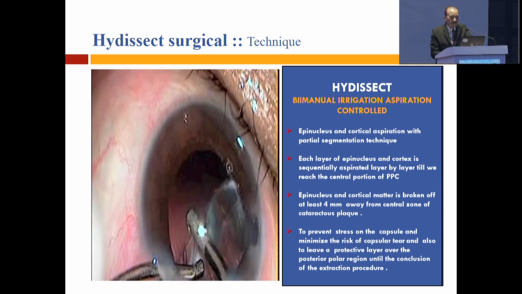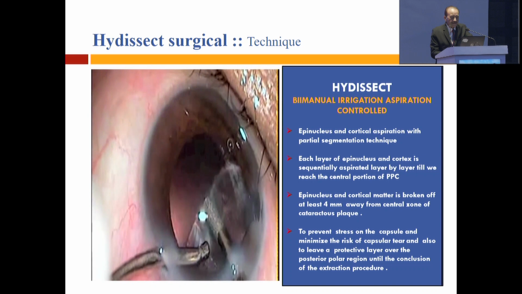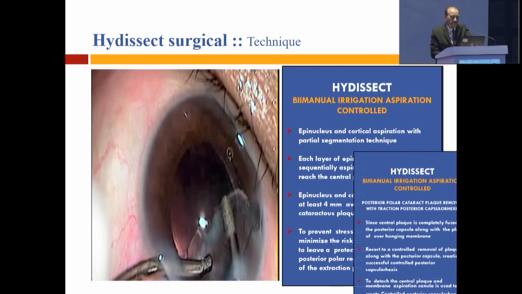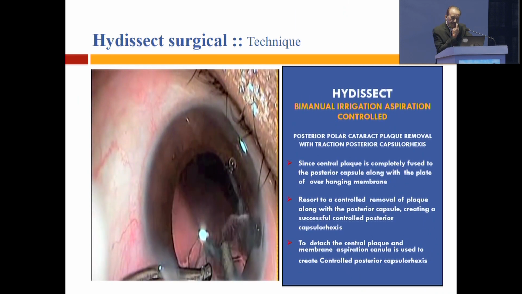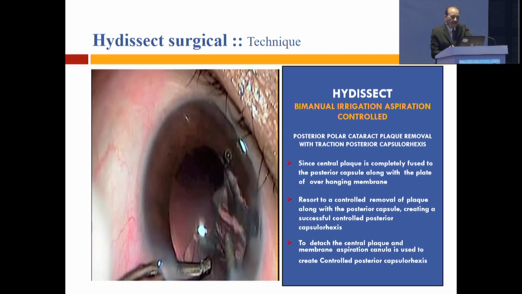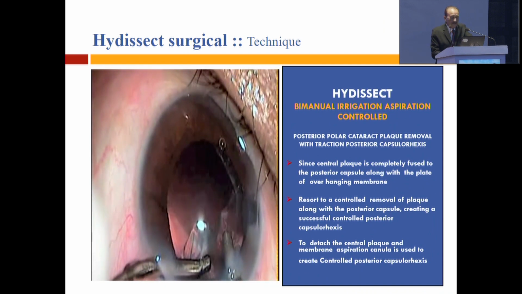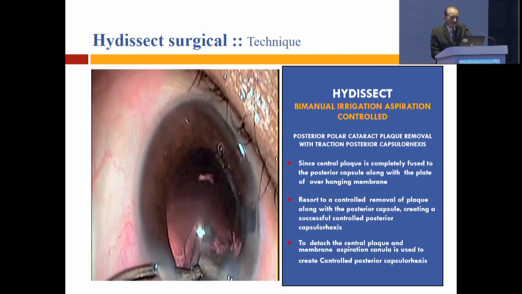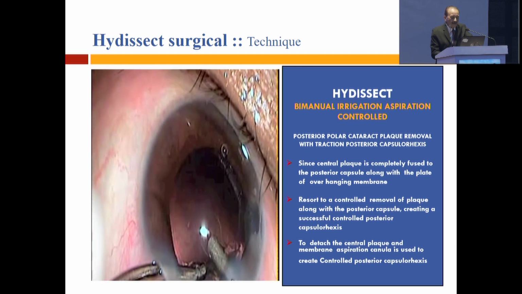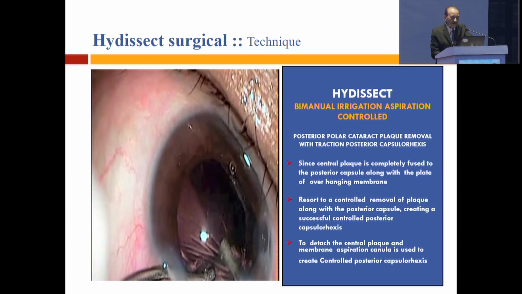You have to be very slow and controlled, and at the same time I'm putting traction on the posterior capsule, trying to separate this plaque from the posterior capsule, and tearing the posterior capsule slowly with the help of the aspiration cannula. So you can see very slowly I'm trying to remove all the plaque and removing it from the posterior capsule slowly.